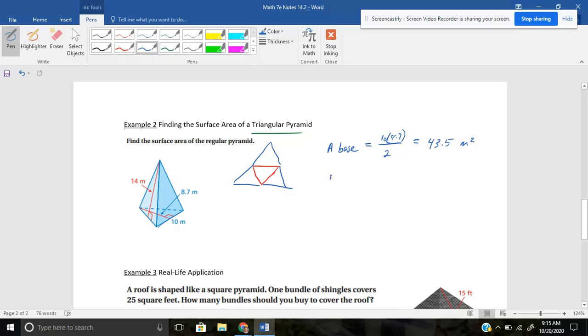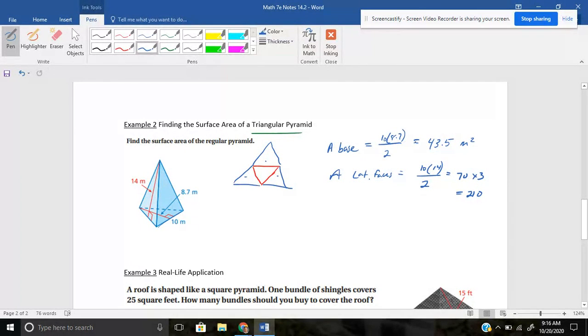And then I need to find the area of my lateral faces, which again are triangles, and I have 3 lateral faces this time. So base, which is 10, times my slant height, which is 14, divided by 2. So that'd be 140 divided by 2 is 70, times I have 3 lateral faces. So that would give me 210.